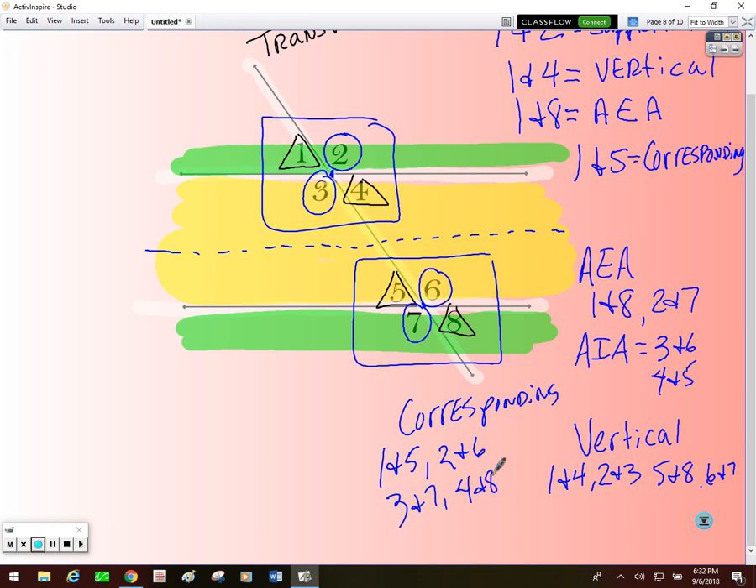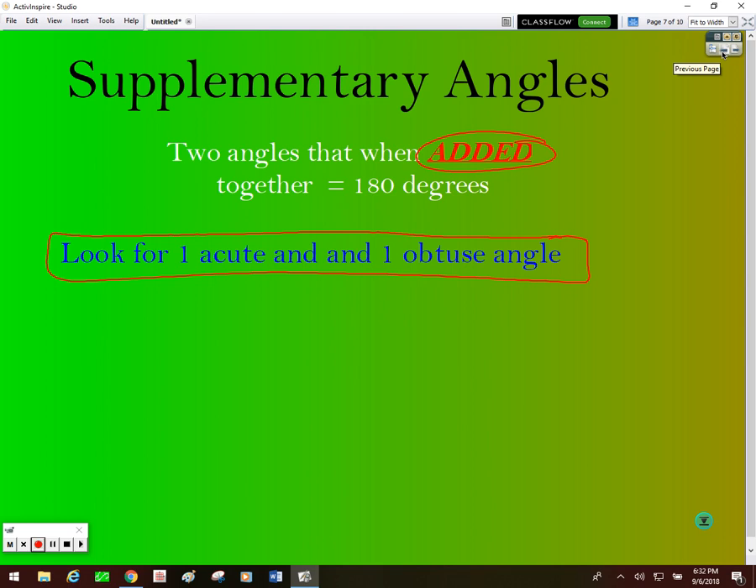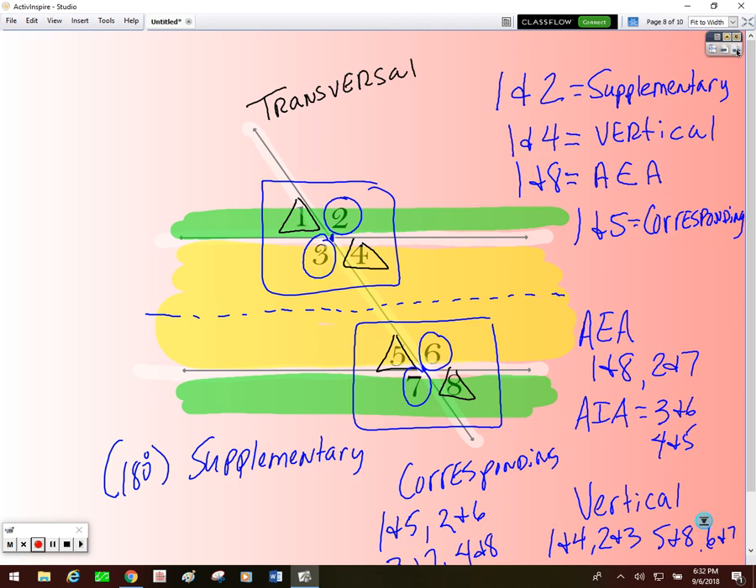Now, this is the one that could take forever for us to do because there are so many up here, but we'll just do a couple. What if I wanted to find some supplementary angles? Remember, supplementary angles have to equal 180 degrees. And remember the little hint we gave: look for the one acute and the one obtuse. Okay? All right, so here we go.